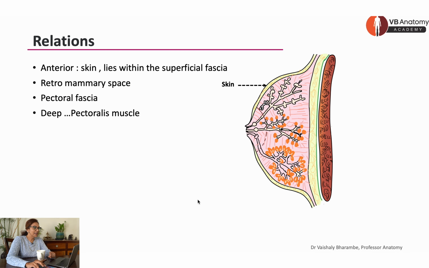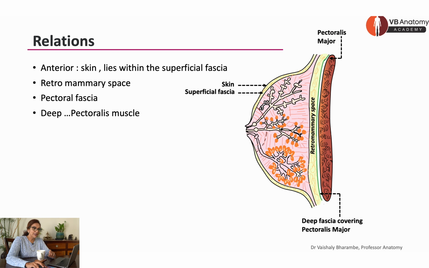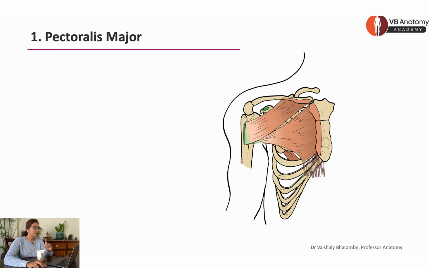So, here's the mammary gland covered by skin and superficial fascia. This is the retromammary space. Related on the deeper side to deep fascia and the pectoralis major muscle, and then the chest wall. This is the basic anatomy.